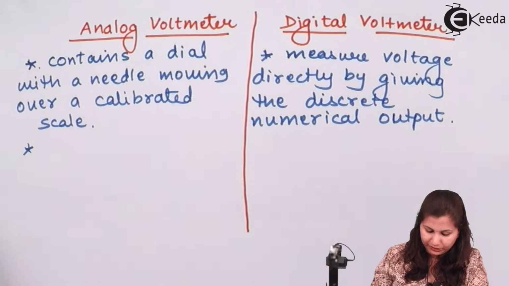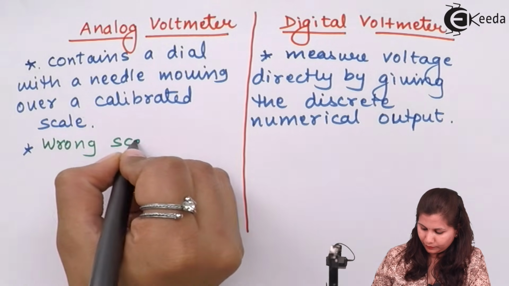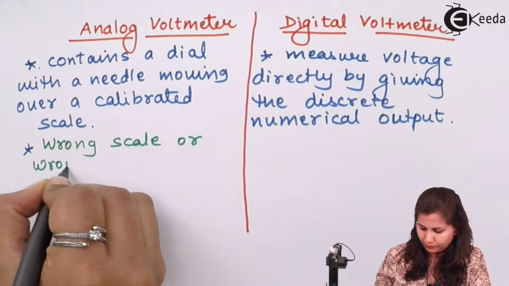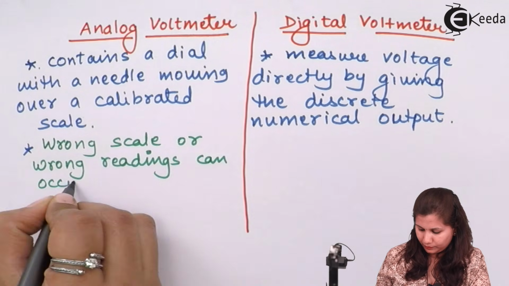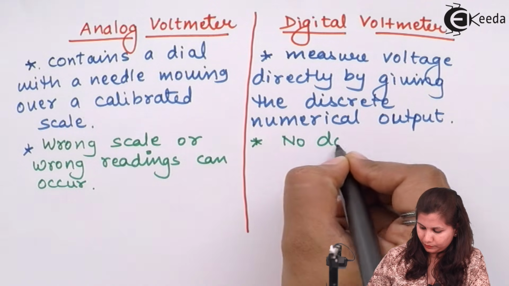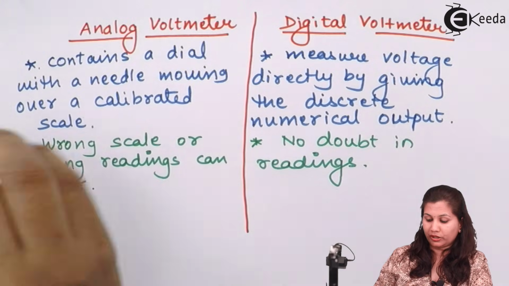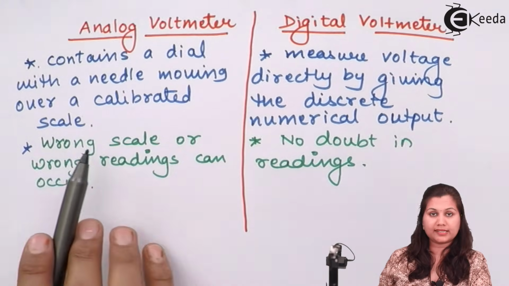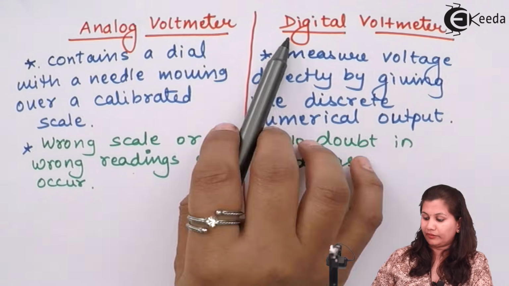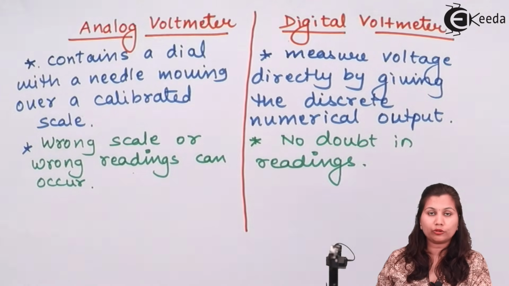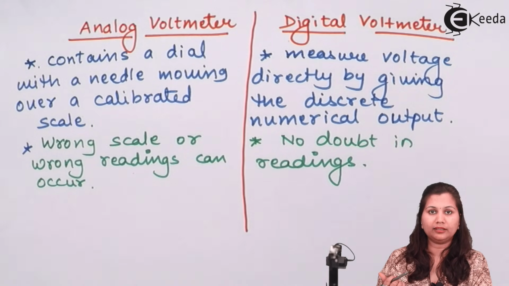So in the analog voltmeter, there are chances that the scale may be misread or wrong readings can be taken. Whereas in the digital voltmeter, there is no doubt in taking the readings because we are getting the direct numerical value.